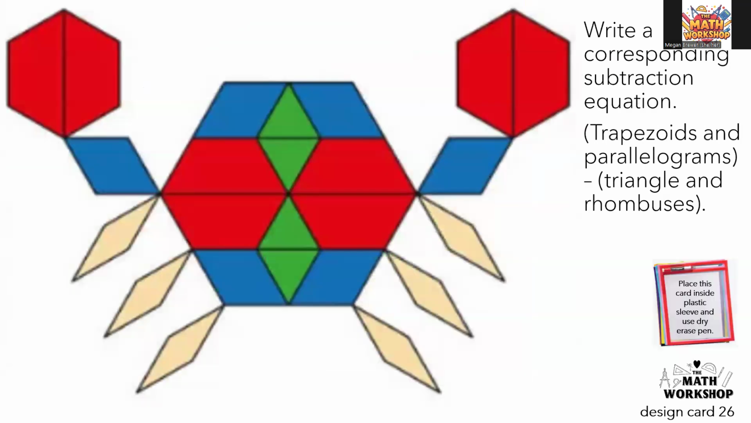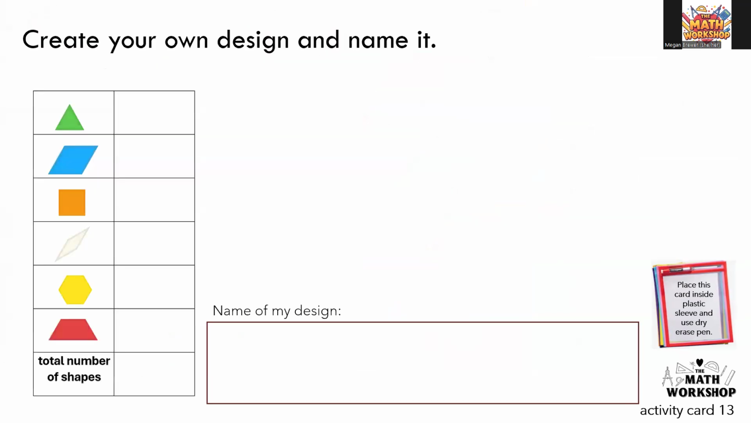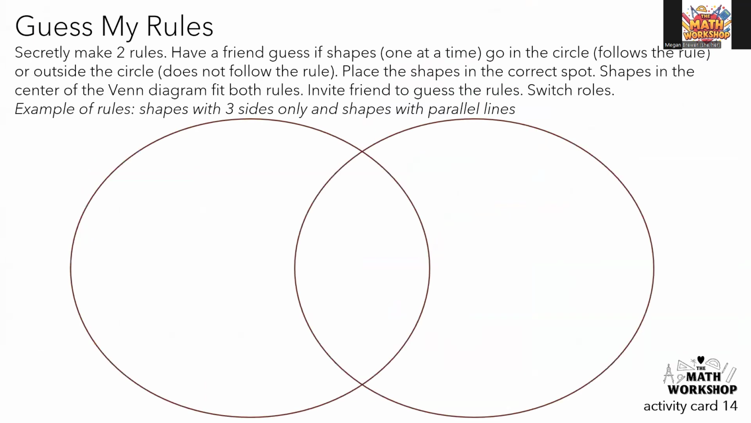Now we're moving into subtraction. So if we put all the trapezoids and parallelograms together, get a total there, and the triangles and the rhombuses together, and we subtract those two groups, what would our answer be? So more design cards. Here's a creative one. Create your own design and name it. How many of each shape did you use? What was your total? Another guess my rule, but using a Venn diagram, so it's a little more sophisticated.